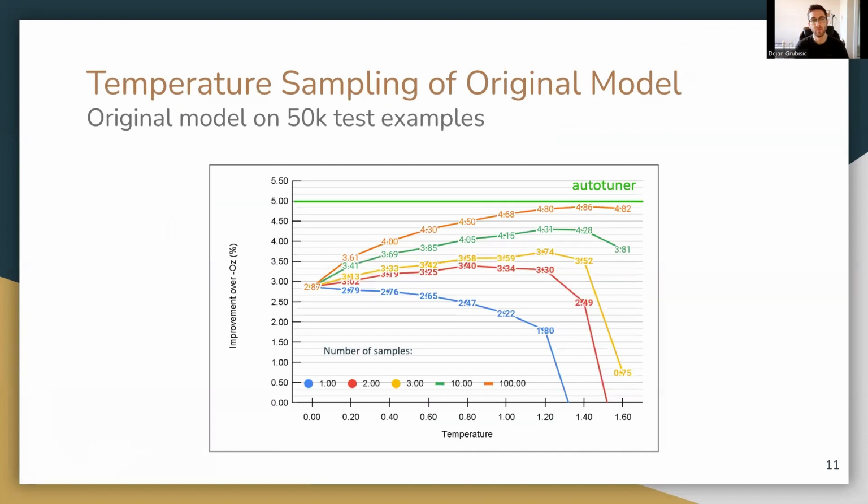We evaluated this approach on 50,000 test examples, and each color here represents a different number of samples that we use for each example. If we use one sample, which is the blue line, and we increase temperature on the x-axis, we can see that performance drops with the increase of temperature. But as soon as we use multiple samples, we can see that performance actually increases up to a point and then drops if the temperature is too high. With 100 samples, we are able to reach 4.86% over -Oz, which is about 98% of the autotuner's improvement, which comes really close on our test set.